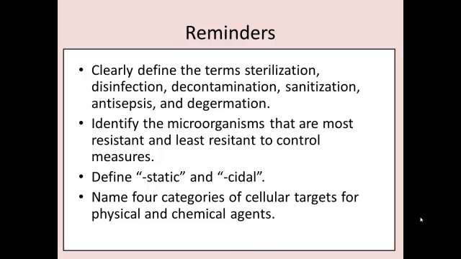So, here are reminders of what the learning objectives are for this topic. Be able to clearly define the terms sterilization, disinfection, decontamination, sanitization, asepsis, and degermination. Identify the microbes that are most resistant and least resistant to control measures. Define static and cidal. Name 4 categories of cellular targets for physical and chemical agents.